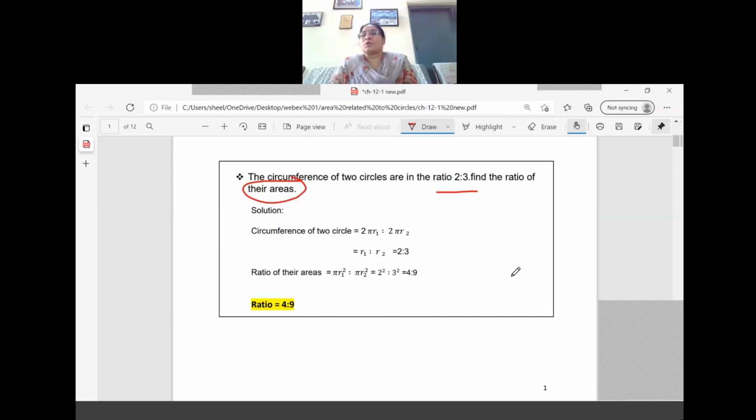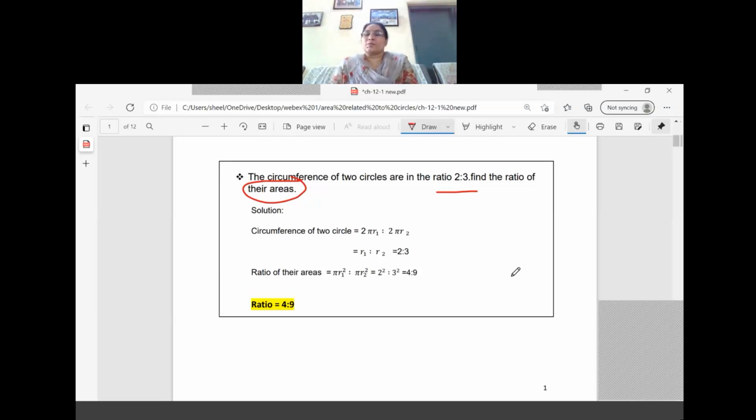If you see the ratio, 2 pi is common, so we can cancel 2 pi. Then what is remaining? R1 and R2 only. So r1 is to r2 equals 2 is to 3. So we can say that r1 by r2 equals 2 by 3, right? r1 by r2 equals 2 by 3. Now what is the question asking? The ratio of their areas.